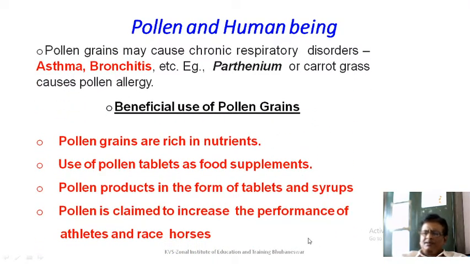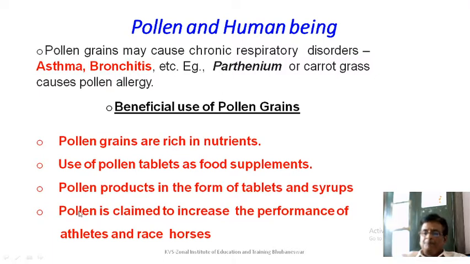A matter of concern: are pollen all good? Answer is yes. Pollen can be highly beneficial, but at the same time they can cause a little bit of problem too. Pollen grains may cause chronic respiratory disorders like asthma, bronchitis, etc. Even skin allergy can be caused because of the pollen grains. For example, Parthenium or carrot grass that grows abundantly, it is an alien invasive species that has come from another country, and because it is competitively superior, it is growing here and there. So even its pollen causes one of the major problems, that is asthma and bronchitis, in the places wherever it grows.